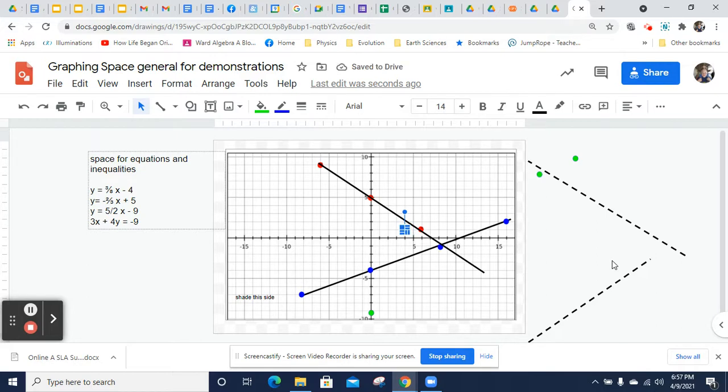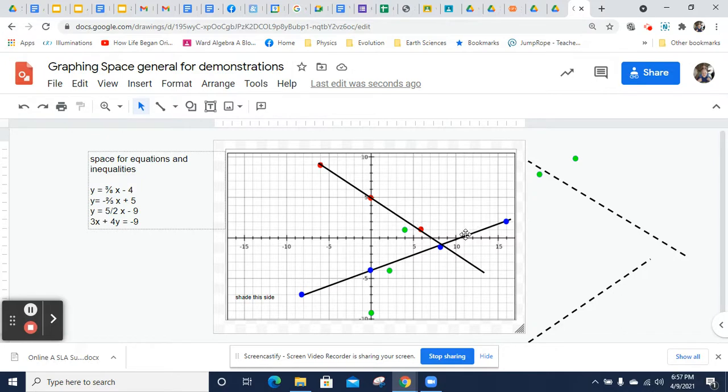Okay. Now I'm going to copy and paste that and leave that point right there. And I want to show you what it looks like if I also just go up 5 over 2. So up 5, and then over 2. Now you see they're nicely lined up. I can make a line right through those points.